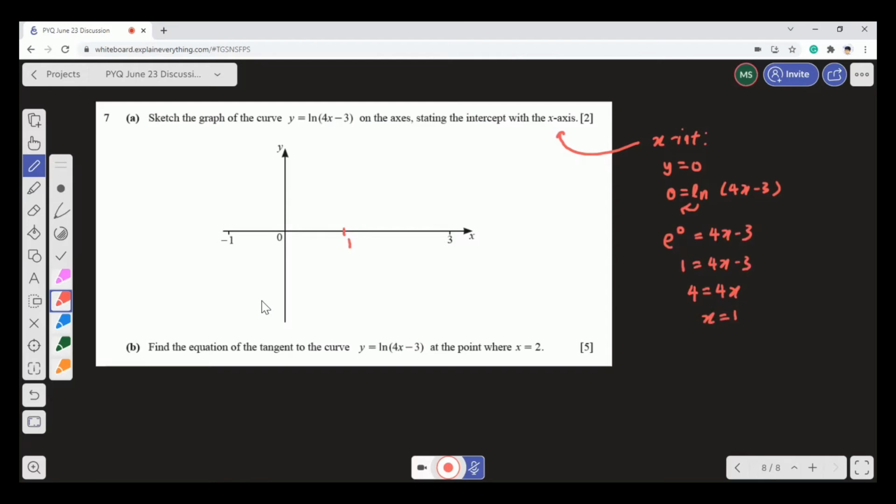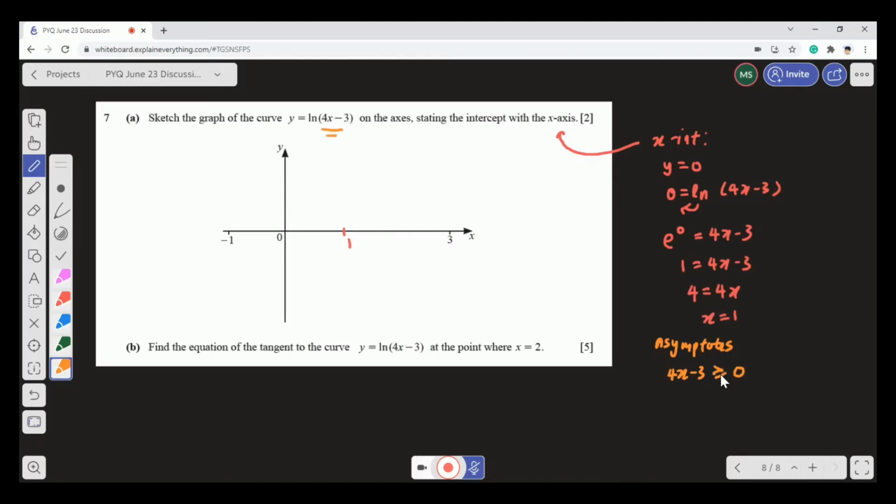One more thing we need to find. What is that? One more property. The asymptote. Yes, the asymptote. How do we find the asymptote for a ln? Anyone? 4x minus 3 equals 0, or more than 0? Make this 4x minus 3 more than or equal to 0.